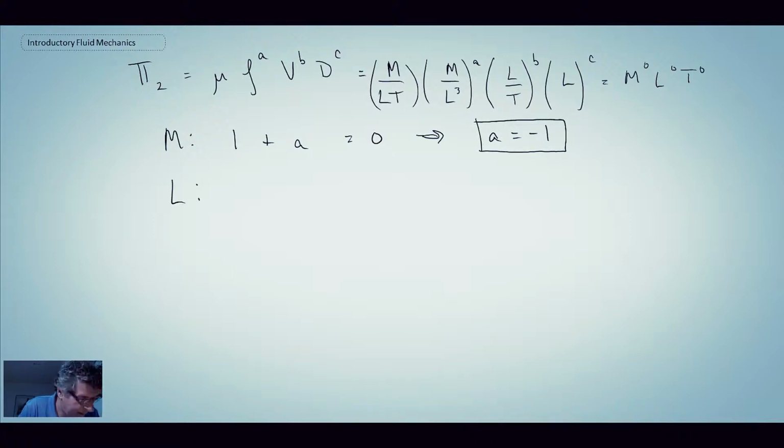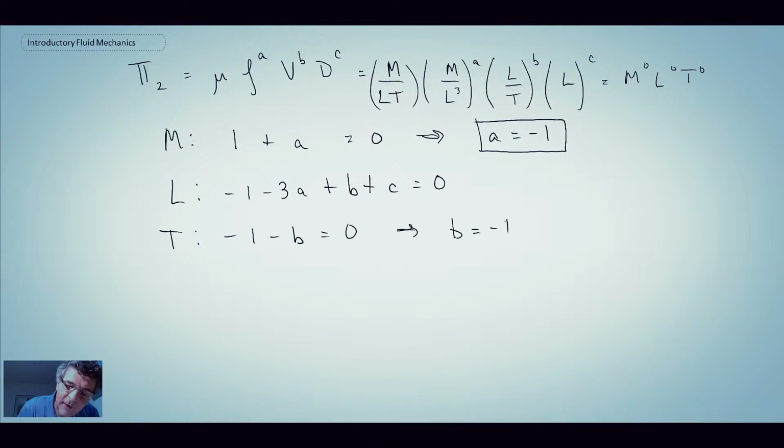Looking at the length, again, we can't conclude anything. Let's move on to time. So from time, we get b equals minus 1. Plug a and b back into the length equation. We get c is minus 1.